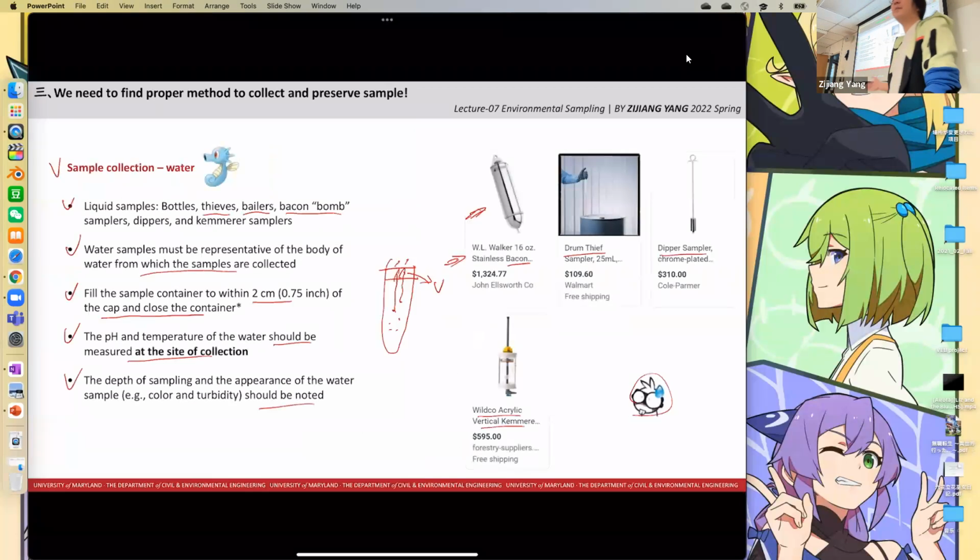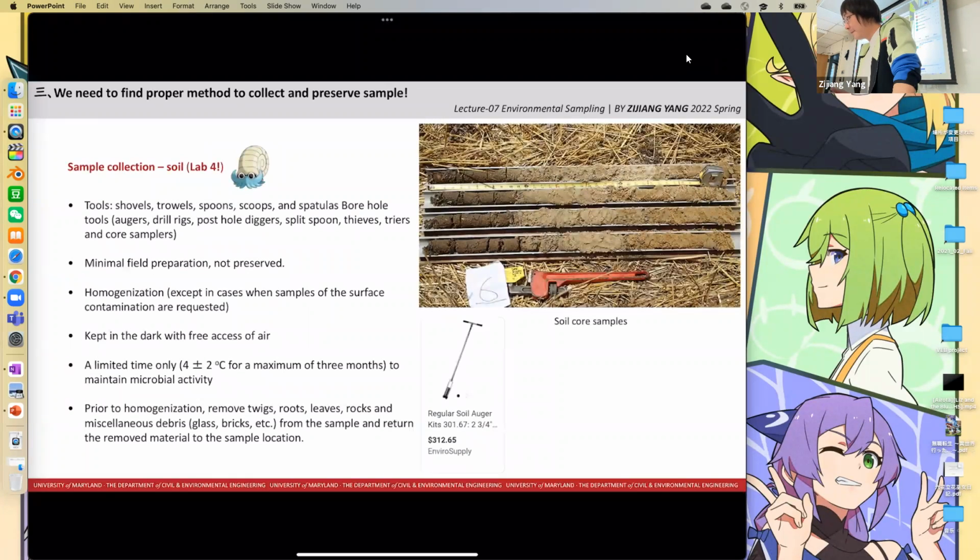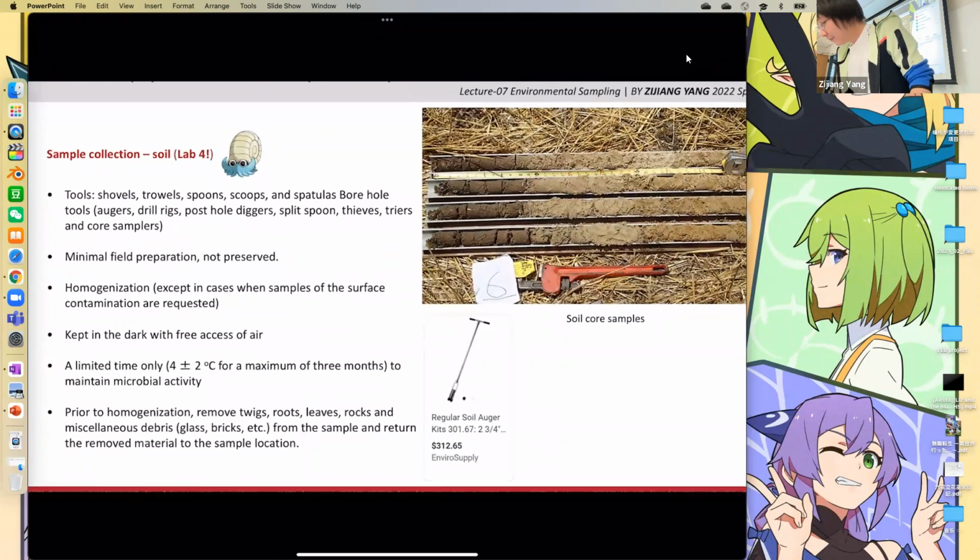So any more questions about water sampling? No. And then the next is about soil sampling. So we have already done that yesterday. So for the tools, I think yesterday we used the shovels because we take relatively large chunks of the soil, but sometimes we may use the small shovel and the tiny shovel and the ice cream shovel. I just call them like this.